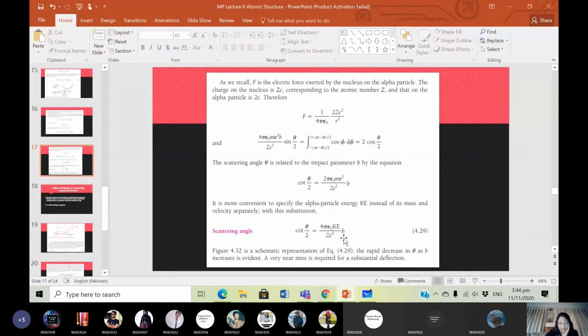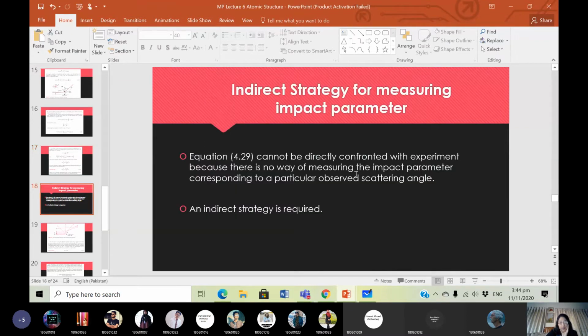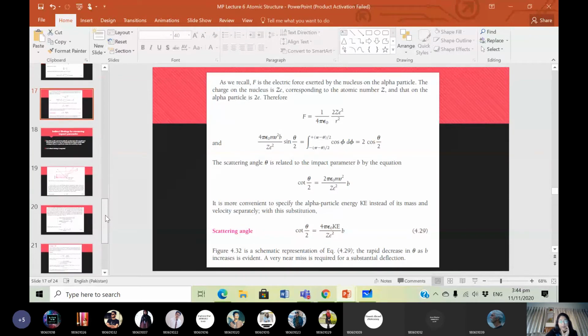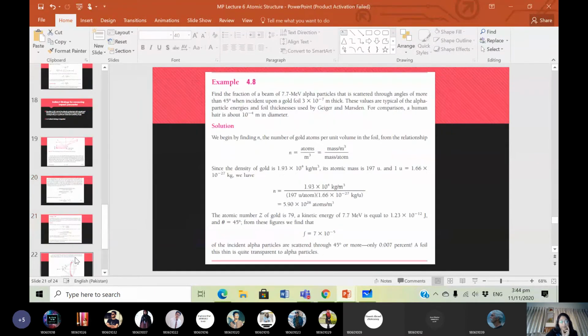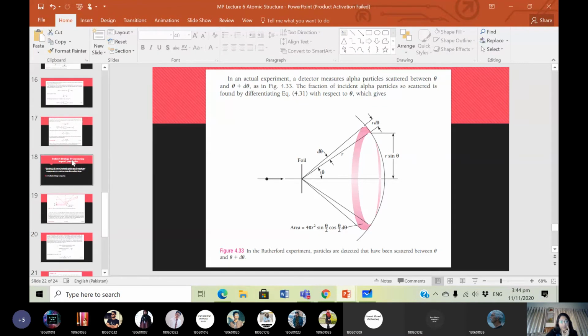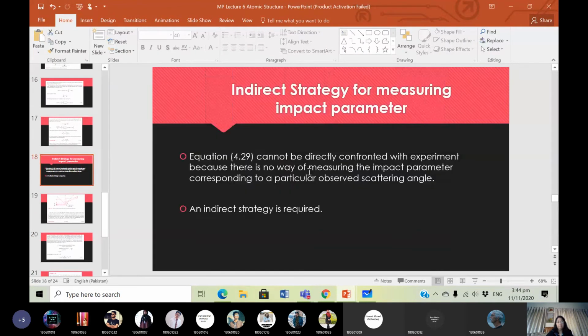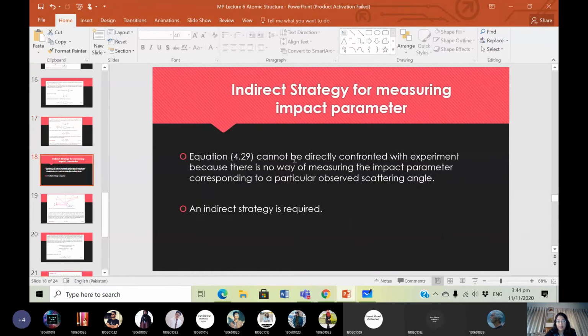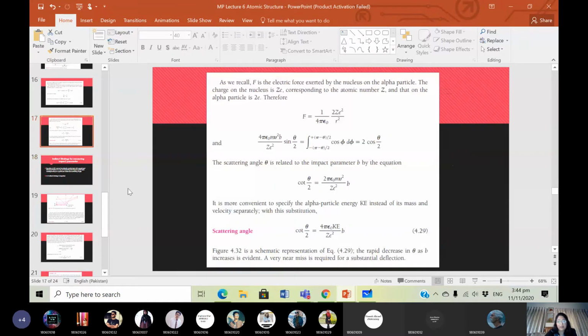Now we have an expression for B in terms of theta, and that's good because we wanted that equation, right? Any questions related to this so far? Okay. Question तो नहीं है बस. Okay. Then equation 4.29, which is this equation, ठीक है?